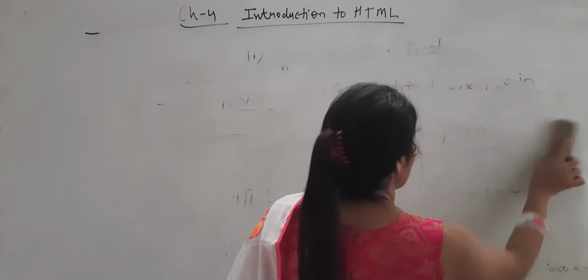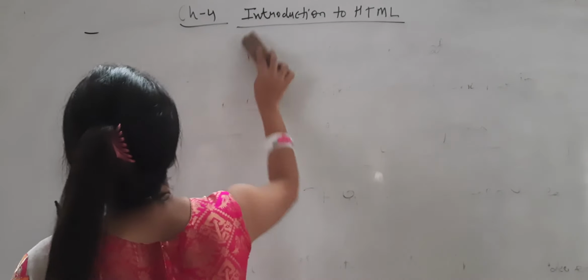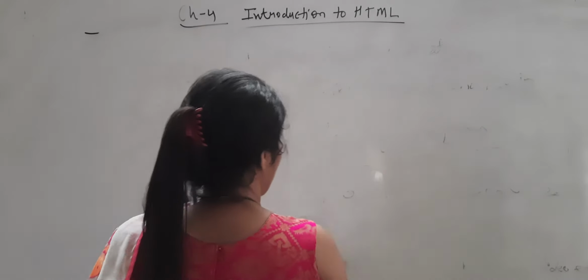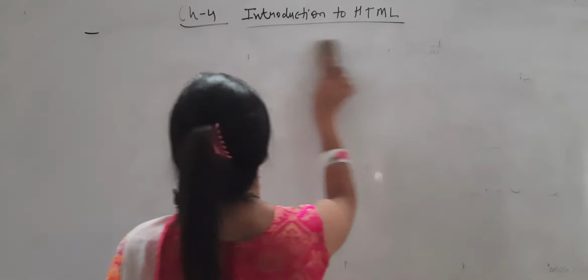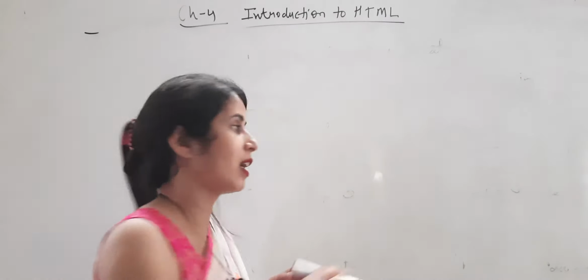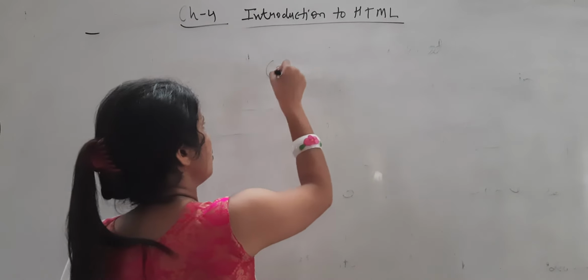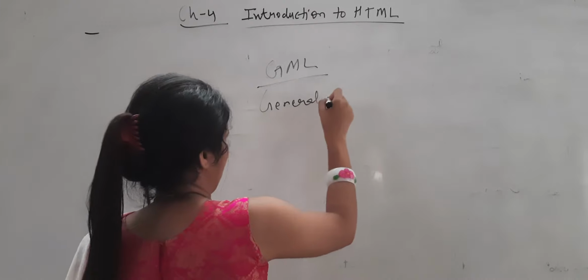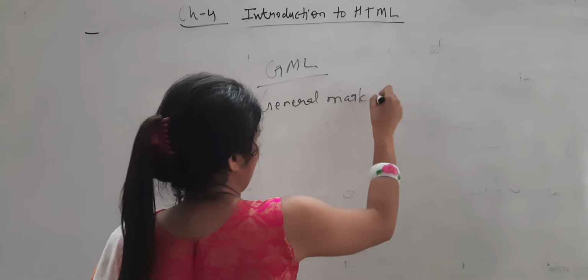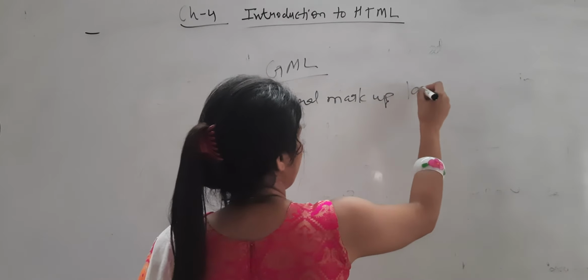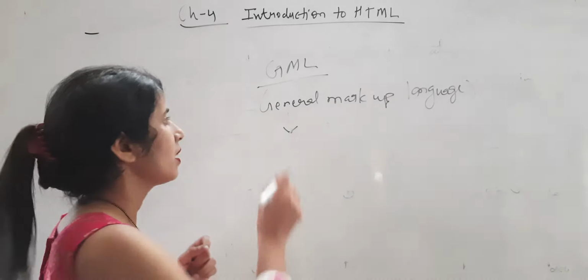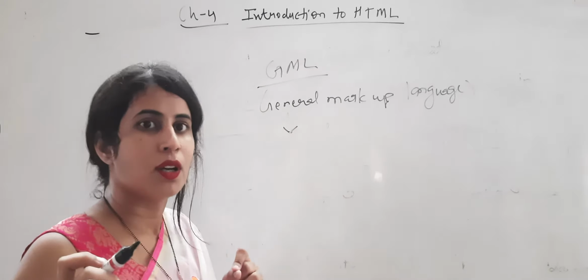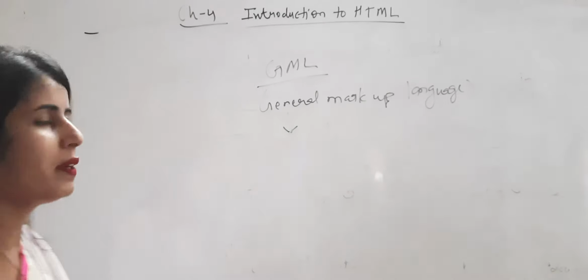If any phone comes, at first its first version comes. In the same way, at first a language came, and it is known as GML. What is it? GML, General Markup Language.